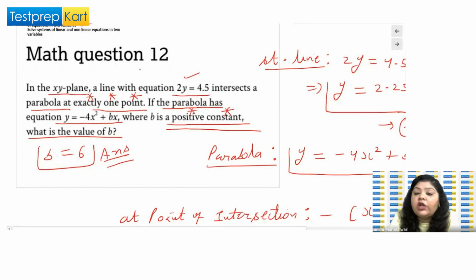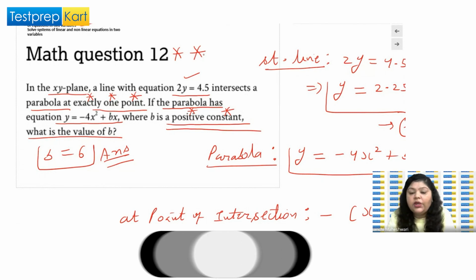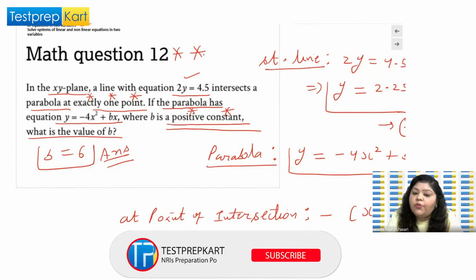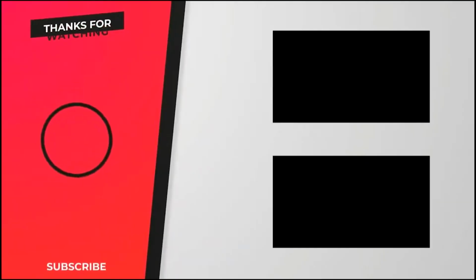So this question number 12 is of course going to be an important one, because it has the concept of a straight line, parabola, quadratic, and nature of roots clubbed together in just one single question. So definitely that's going to be an important one for us. I hope this important question number 12 is clear to everyone. Clear? Okay, guys.